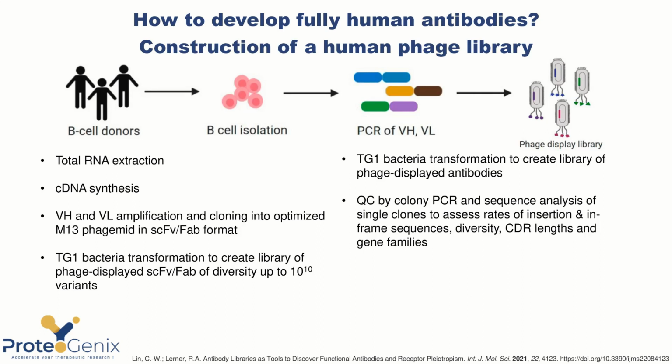In order to construct a phage display library, we can isolate B cells from human donors, extract the total RNA to then synthesize cDNA, then PCR out the variable chain sequences responsible for antigen recognition, and then clone this into a phagemid vector encoding the viral bacteriophage proteins in order to create a library of bacteriophages displaying antibody fragments corresponding to the immune repertoire of the isolated human B cells, which can then be transformed into a special strain of E. coli for use, with quality control assessment then carried out via colony PCR to assess the sequences and the rates of insertion, the in-frame sequences, the diversity, lengths of the CDR regions, and the gene families.